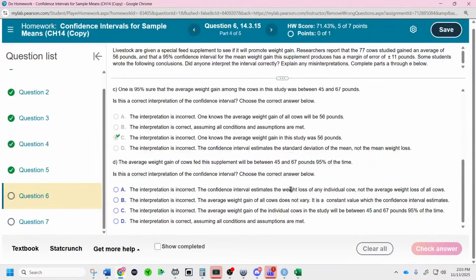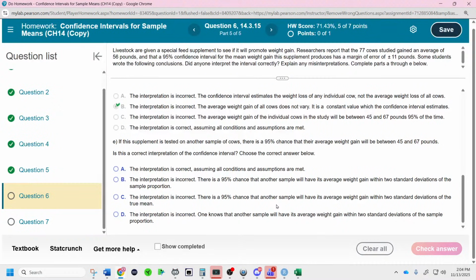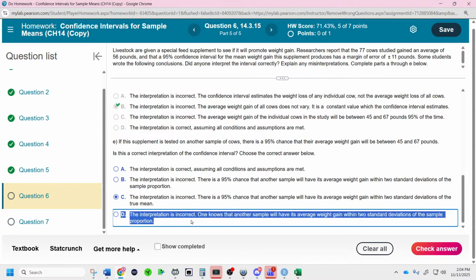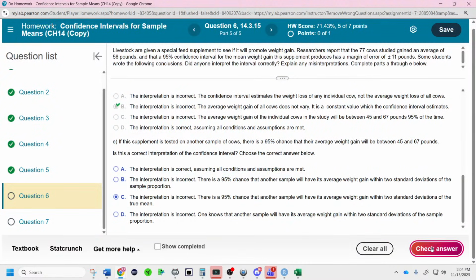That's Y bar. The average weight gain of a cow fed this supplement will be between this 95% of the time. No, it's not a singular cow. The confidence interval estimates the weight gain. No, the average weight gain of all cows does not vary. It's a constant value. That sounds about right. I don't like that one as much. If the supplement is tested on another sample of cows, there's a 95% chance that the average weight gain will be between this and this. Nope. There's a 95% probability that it'll be within 2 standard deviations of the true mean. Notice this says true proportion. We're not dealing with proportions. We're dealing with quantitative data, so it's the mean.